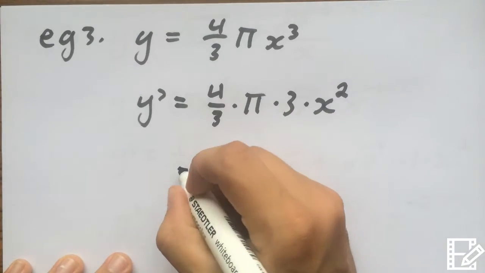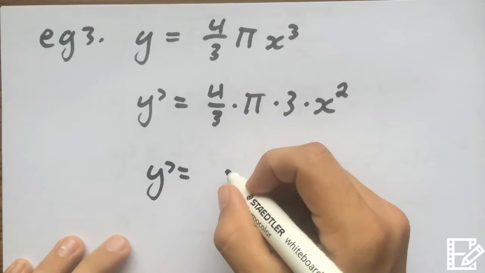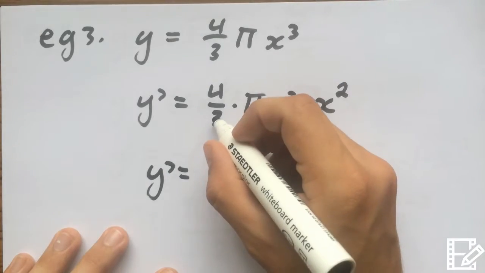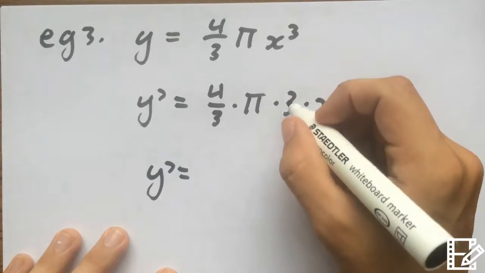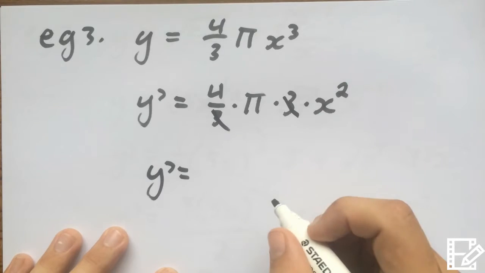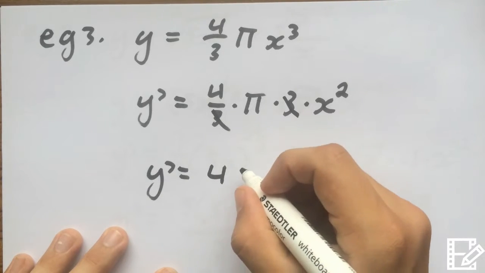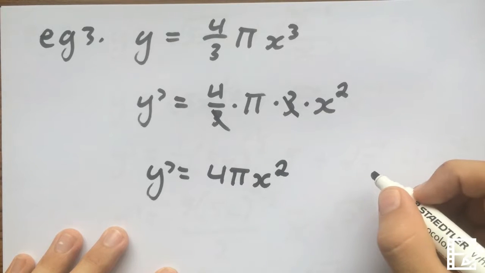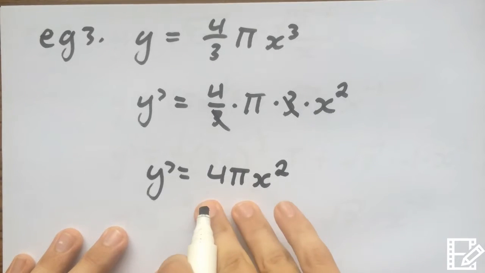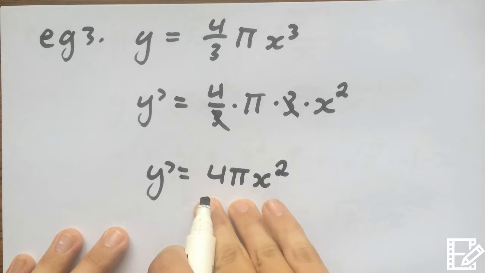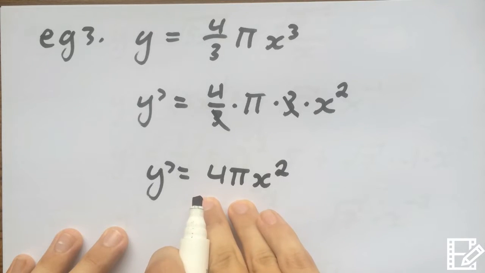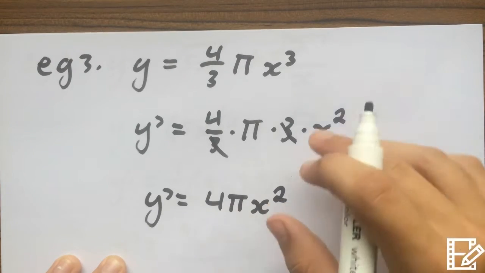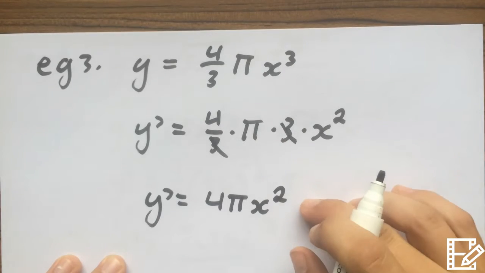So simplified, we have divide 3 and we have a multiply by 3, so we cancel these out. And what we end up with is 4 multiplied by pi multiplied by x squared. And that is the area for a sphere, which is what happens when you derive the volume, you get the area.